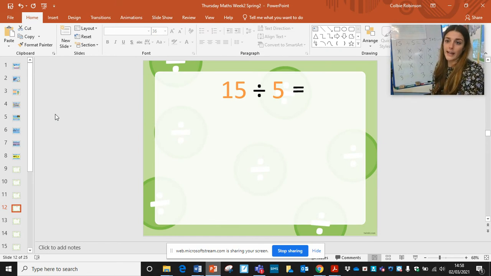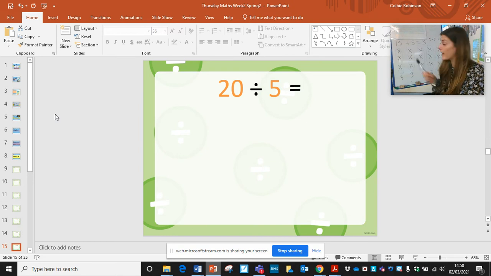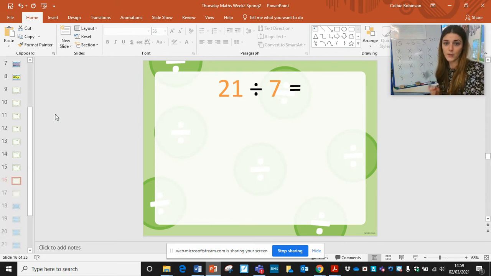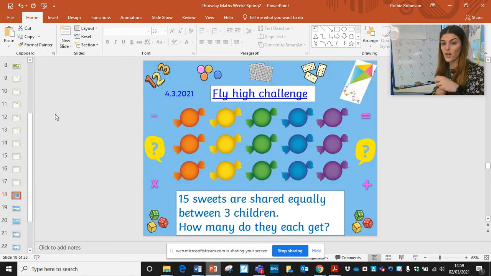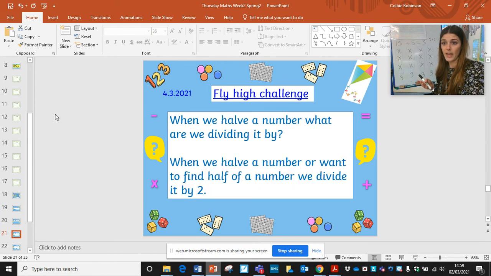Now remember, I've gone through and I've shared between 5, but this changes. Here we've got 18 divided by 6, 16 divided by 4, so the groups change. So be careful when you are working these out. So make sure, like I said, read that calculation. So if you can work your way through those, there is a nice fly high challenge there for you, a little word problem, which will support you with Friday, where we're looking at using arrays to help us with word problems.